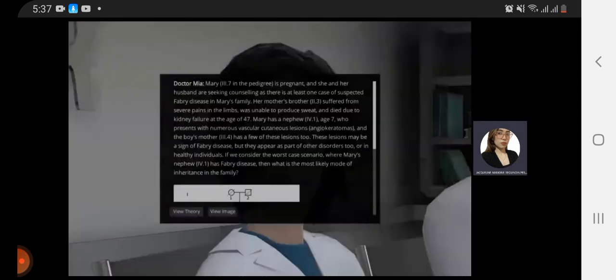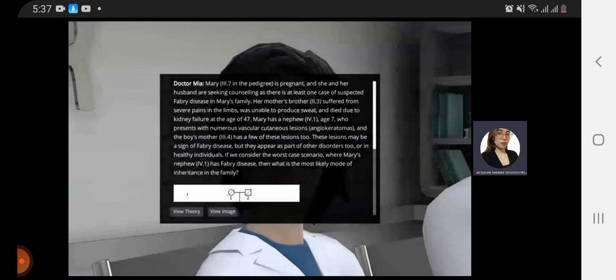Mary is pregnant, and she and her husband are seeking counseling as there is at least 1 case of suspected Fabry disease in Mary's family. Her mother's brother suffered from severe pains in the limbs, was unable to produce sweat, and died due to kidney failure at the age of 47.